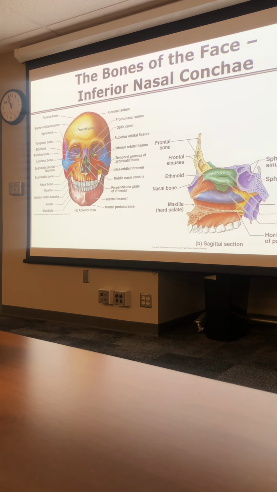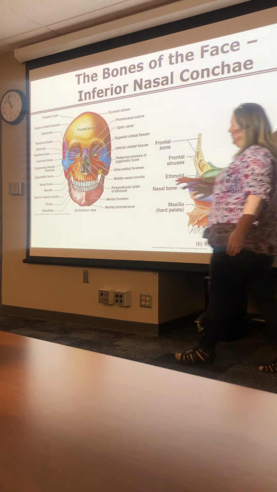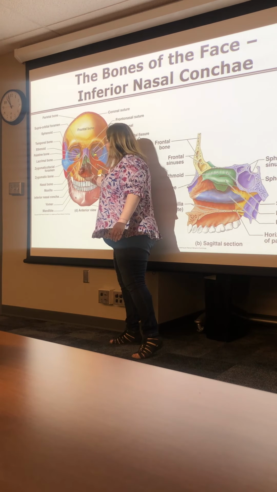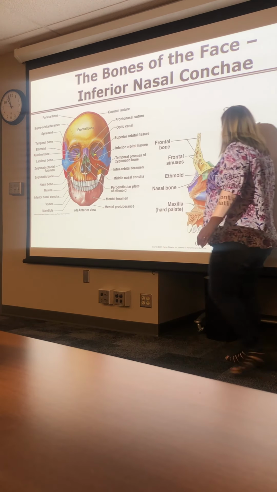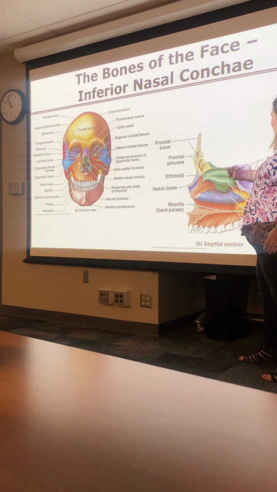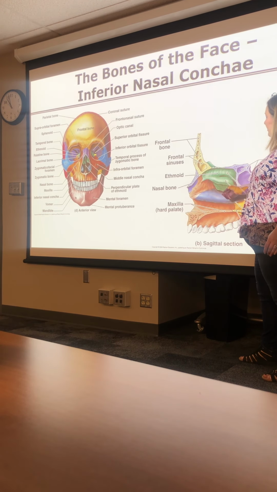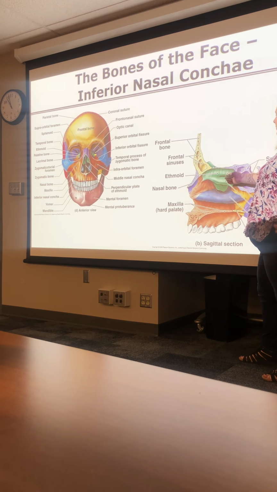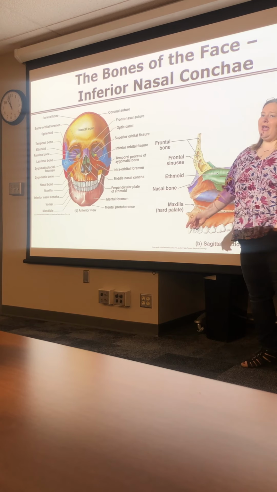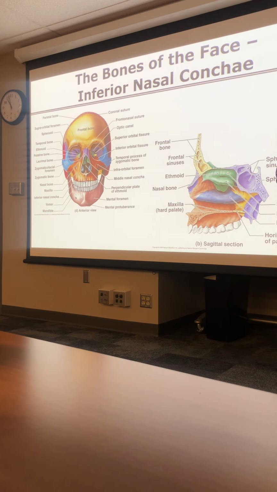Then we have the inferior nasal concha. So before, when we looked in the nose and we looked out laterally, there are those scrolls of bones. There's going to be the superior nasal concha, the middle nasal concha, and there's an inferior nasal concha. The superior and the middle are part of the ethmoid bone. The inferior nasal concha are actually bones in and of themselves.